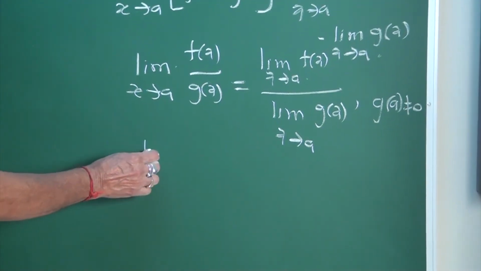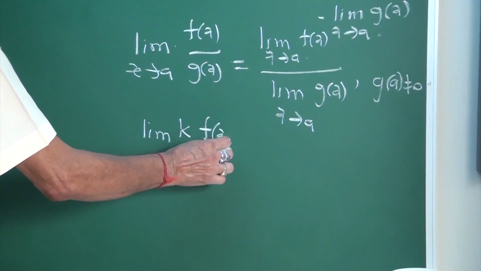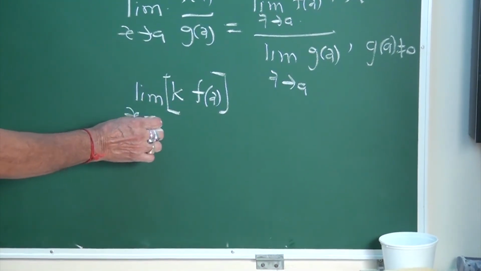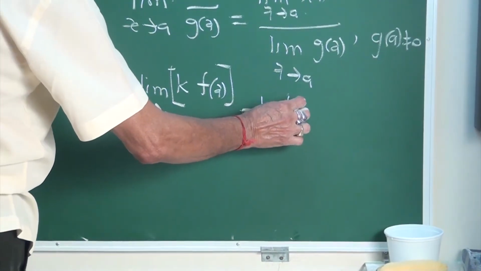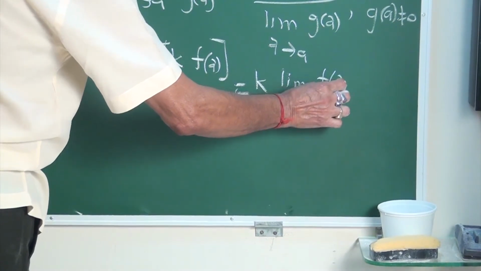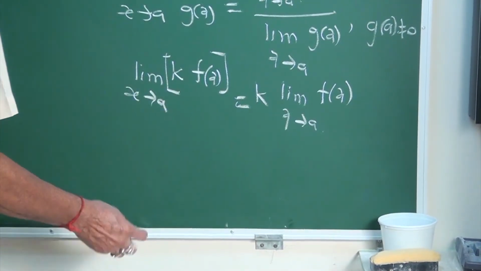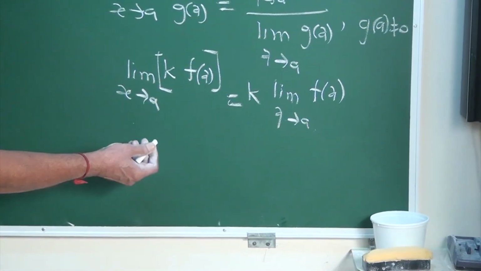And this one, limit of k into f(x), where k is a constant, as x tends to a, is k times limit of f(x) as x tends to a. Like that, mod function. Even this one we use.